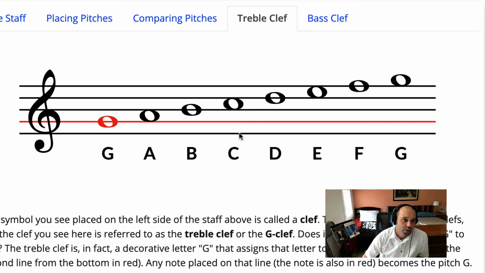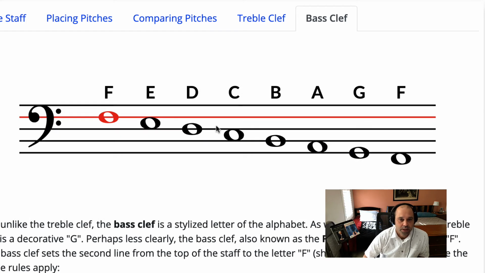Now again, there are two common clefs that we use. So the treble clef, or the G clef, is this one. And the other one that we're going to experience in our class, and probably the other most common of all the clefs, is the F clef, or often referred to as the bass clef, because a lot of deep instruments use it. And this one, we just put our notes in going downward instead of upward, since the line that this F is placed on is actually the second line from the top.